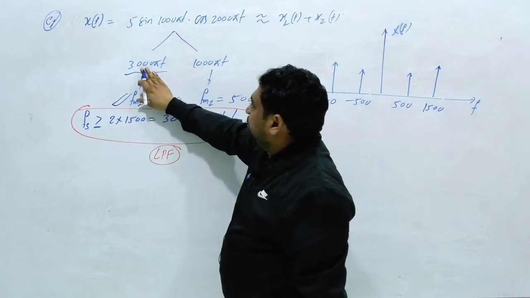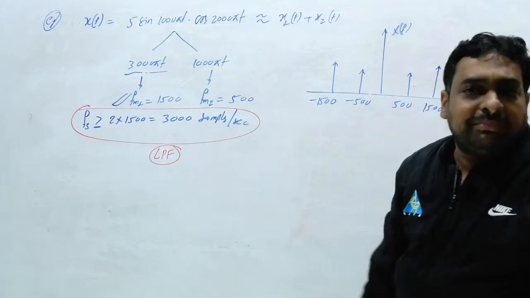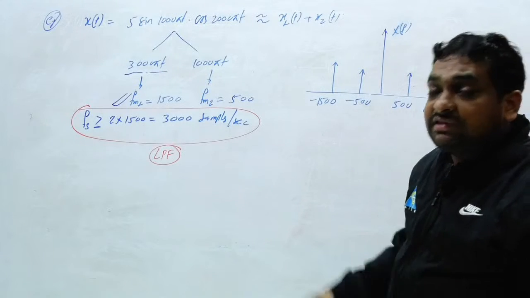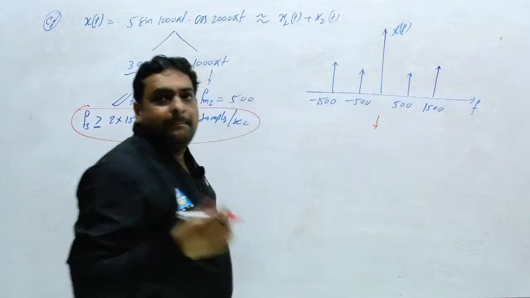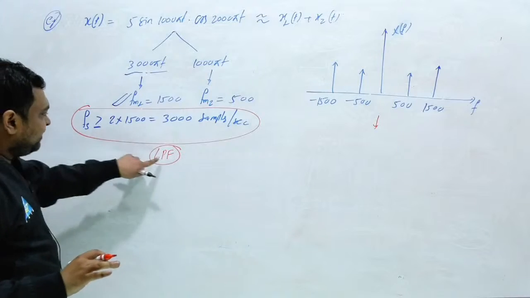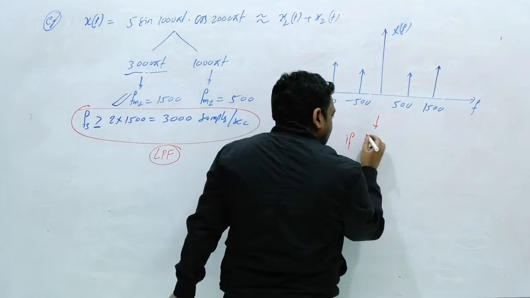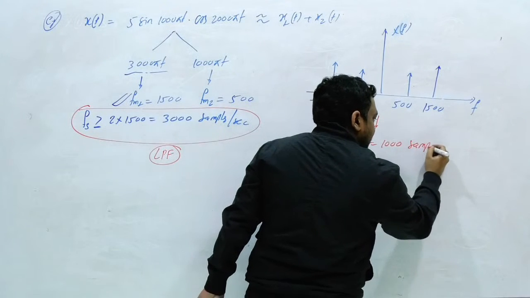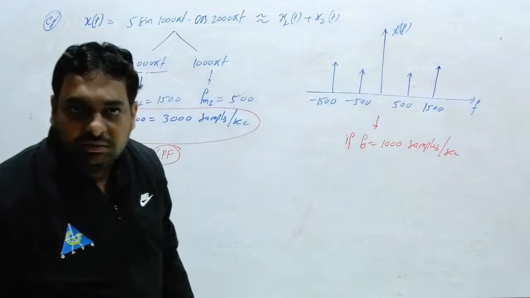Okay, now so here 4 impulses, because of this 2 impulses and because of this 2 impulses. What will be the minimum sampling frequency? Suppose here I am going to assume sampling frequency is 1000. For example, the actual sampling frequency you are getting is 3000. Suppose I am assuming Fs is equal to 1000 samples per second, then what will happen?